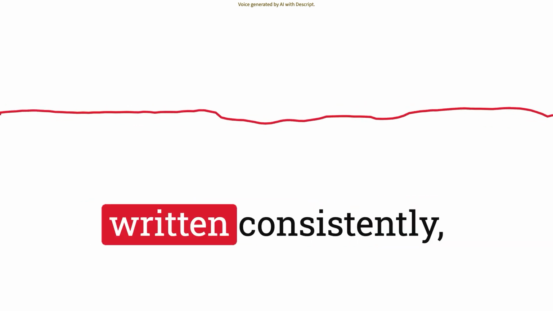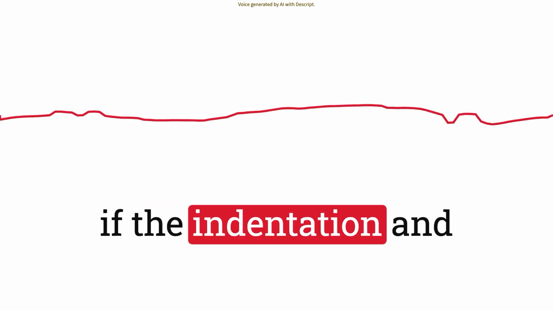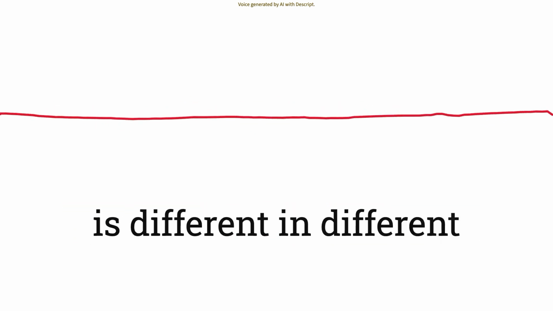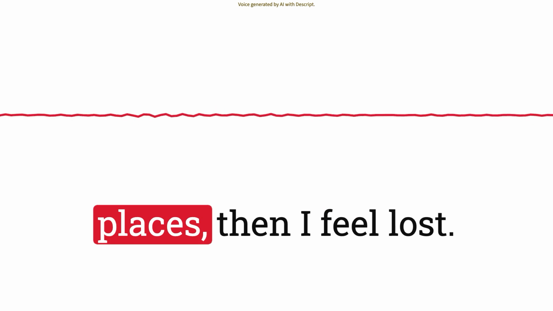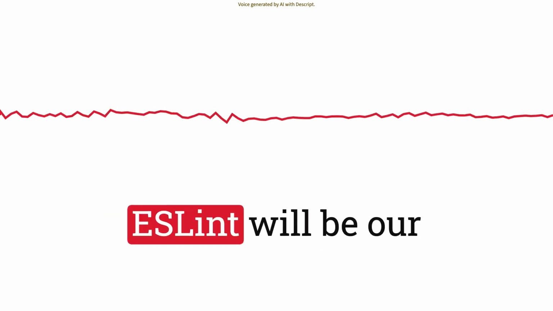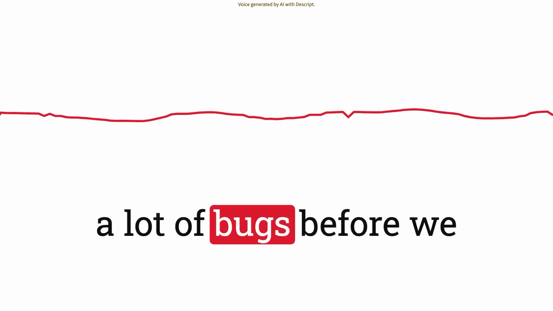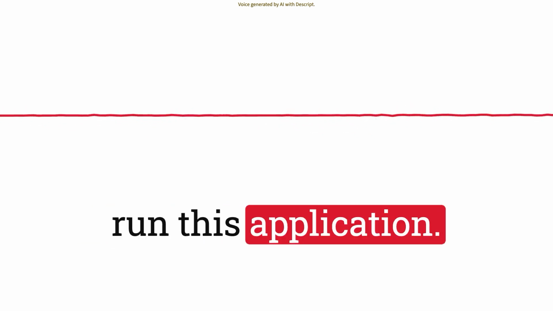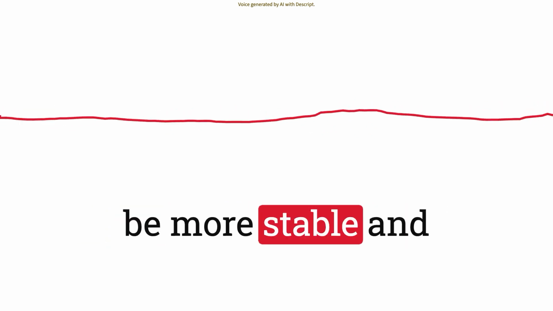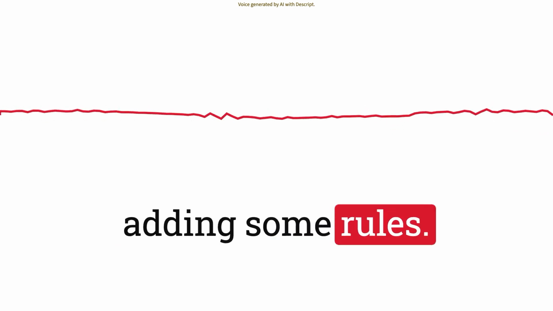If the code is not written consistently, if the indentation and general style of the code is different in different places, then I feel lost. ESLint will be our guardian angel and can prepare us to find a lot of bugs before we run this application. The application will be more stable and predictable thanks to adding some rules.